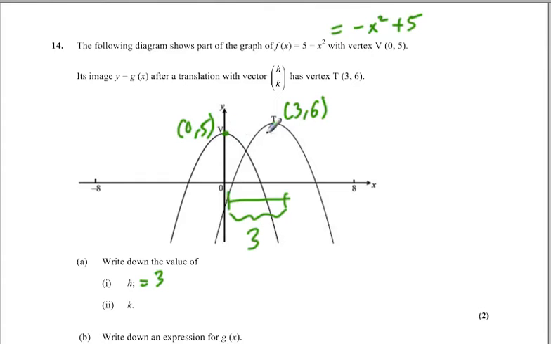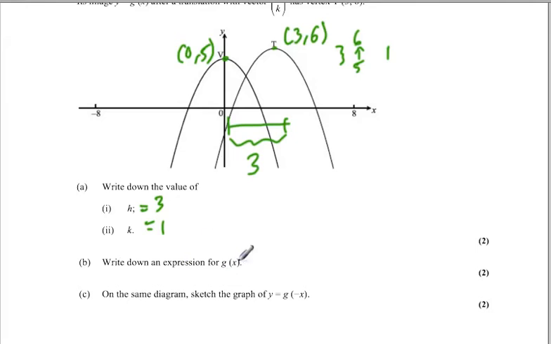So it has a y value of 5, and then moves up to 6. So in other words, it goes from 5 to 6. So the change there is really just 1. So it's just moving up by 1. So k is equal to 1. Okay? Now, write down an expression for g of x.